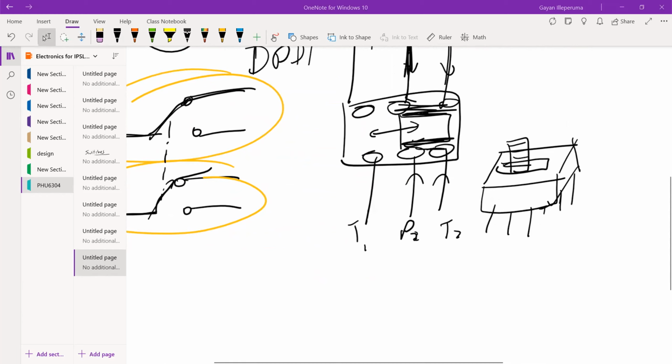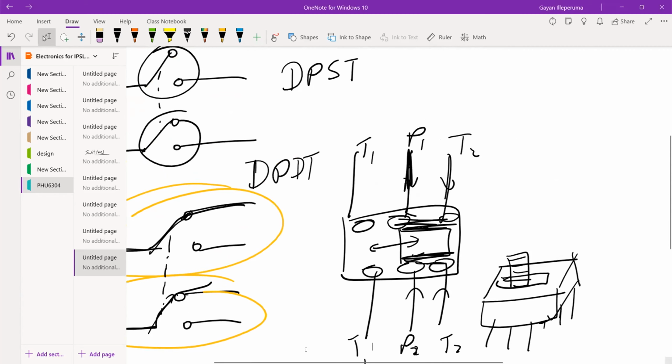Okay. So DPDTs are quite commonly used, especially if you have a DC motor to switch it in both directions. You should use it to change the direction, clockwise and anti-clockwise. We use that one. Anything else?